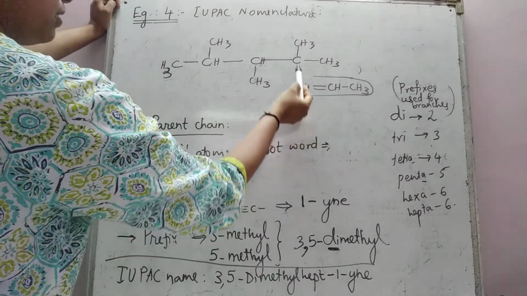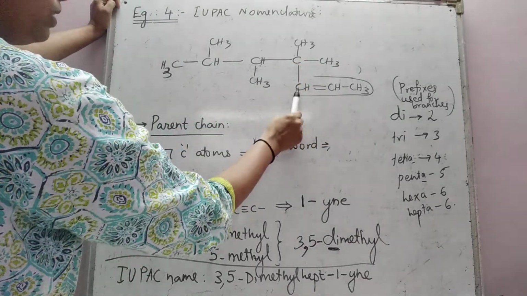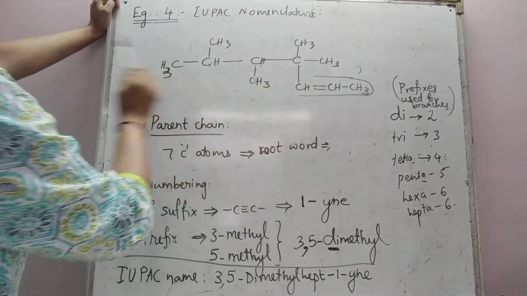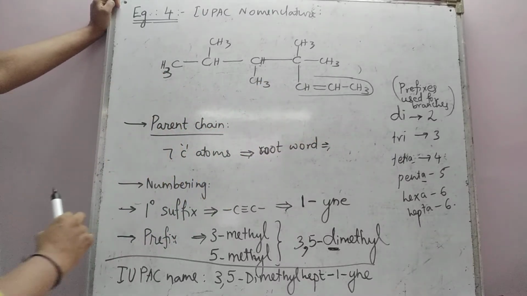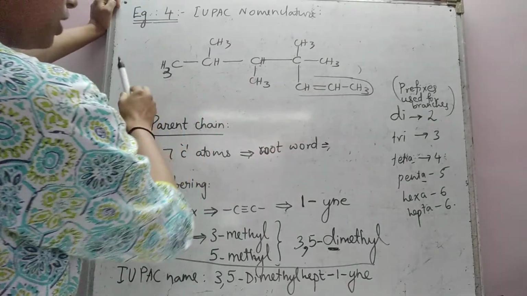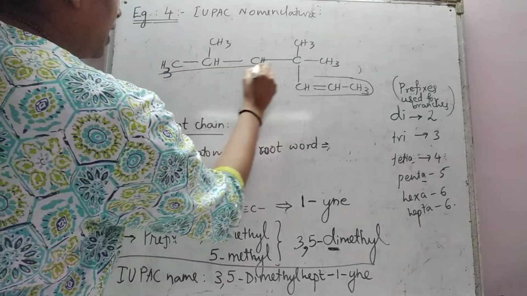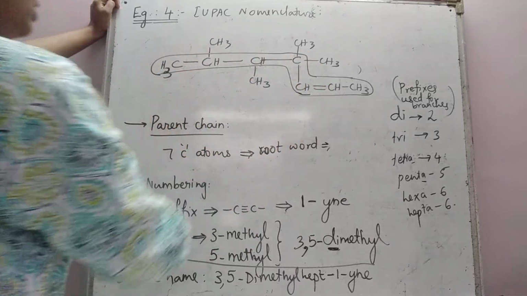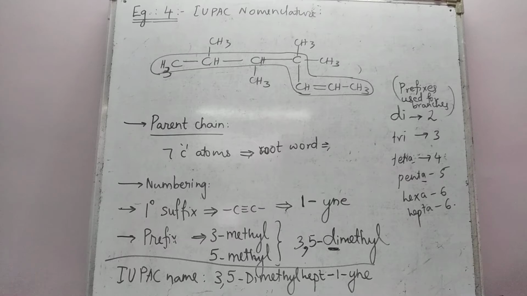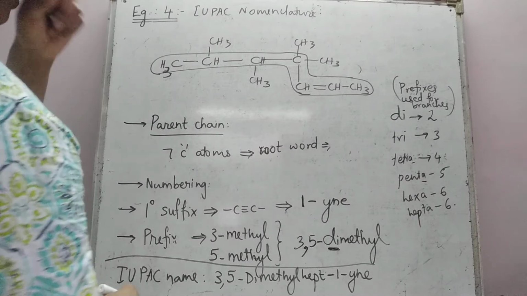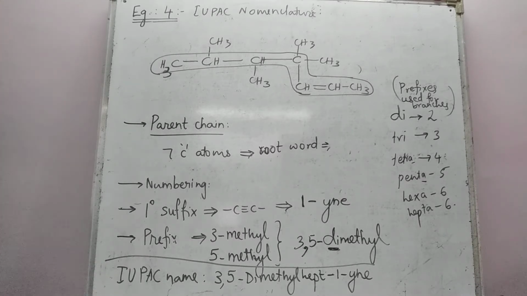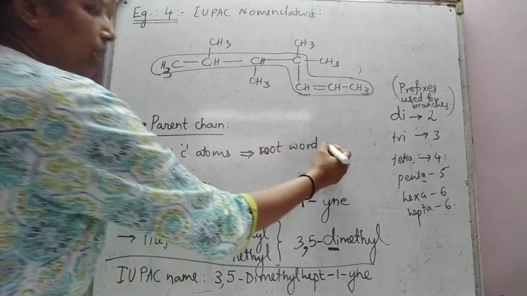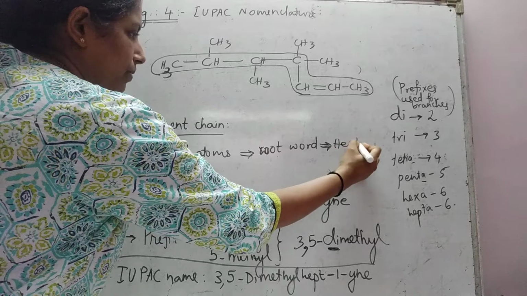1, 2, 3, 4, 5, 6, 7. So for me, this seems to be the longest carbon chain. You can try out many other possibilities. Try to mark as many longer carbon chains as possible. So this is my longest carbon chain. How many carbon atoms does it contain? It contains 7 carbon atoms. So the root word will again be hept.